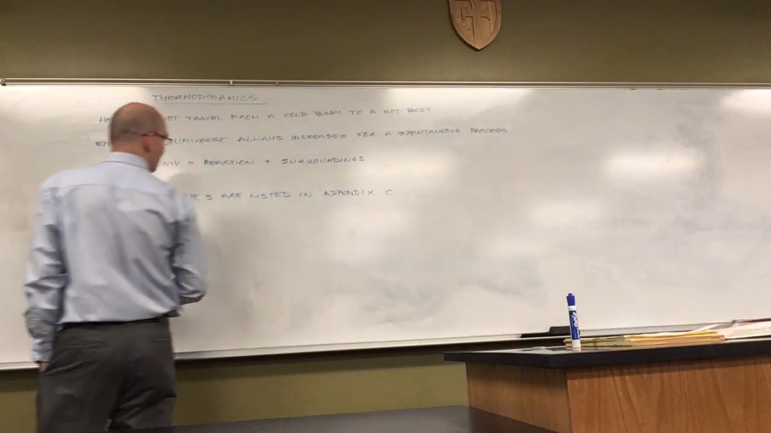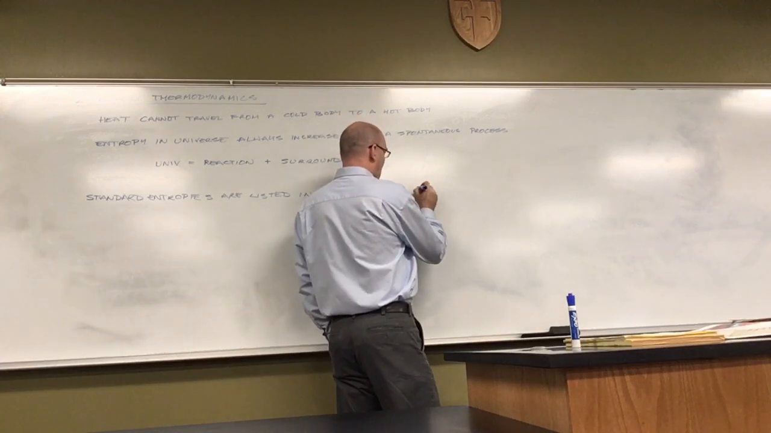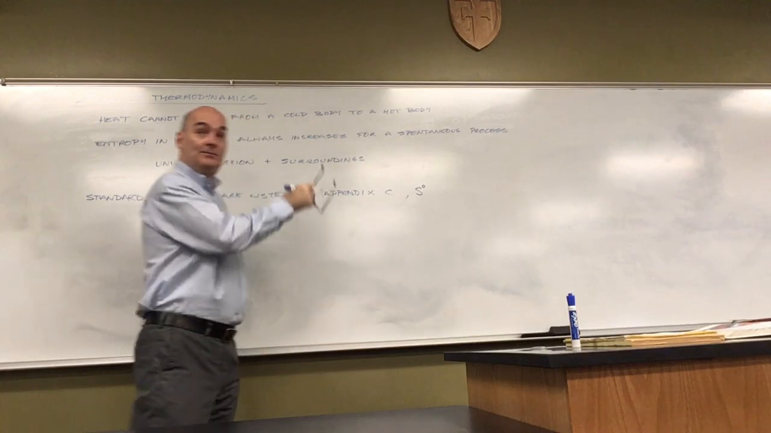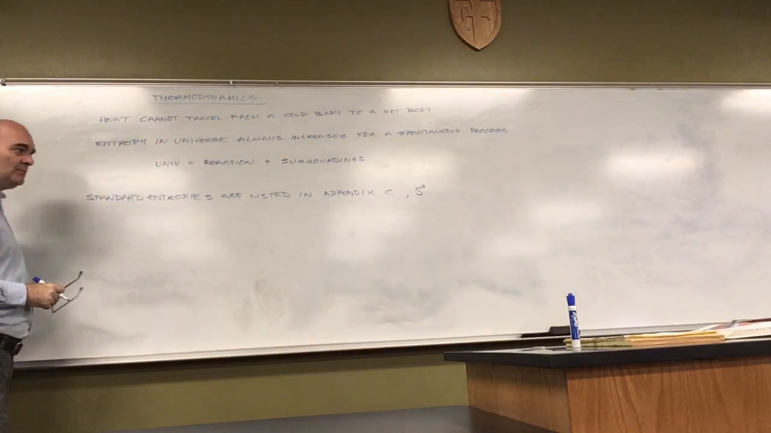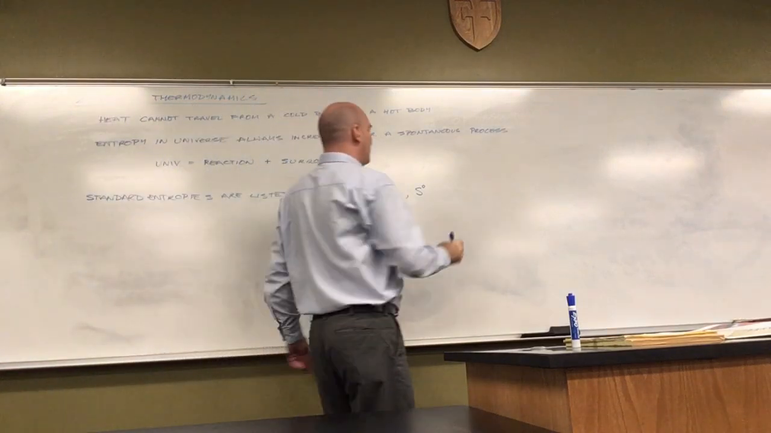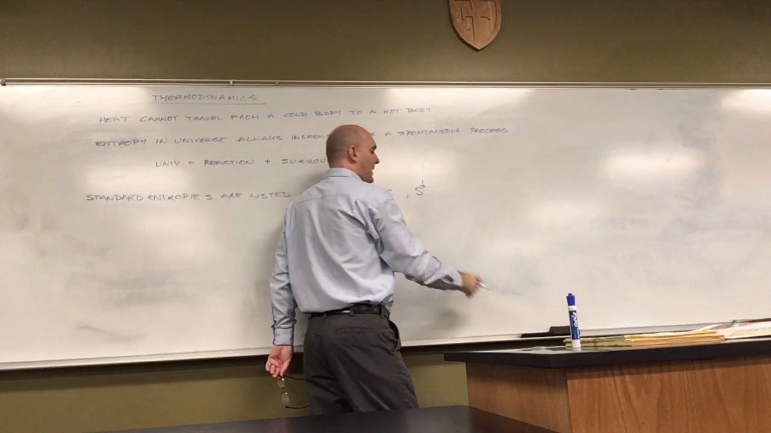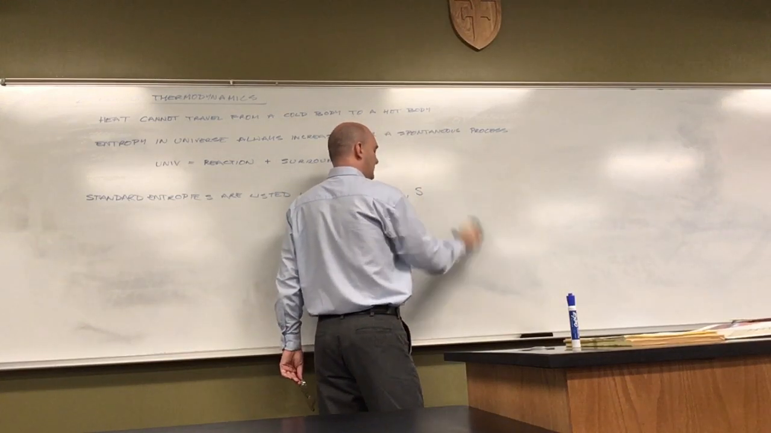So the standard entropies are listed in Appendix C, and they are given the symbol S, and then superscripted 0. Sometimes that's got a line through it, sometimes it's got a line through it that way. Mostly nowadays it's just a 0.